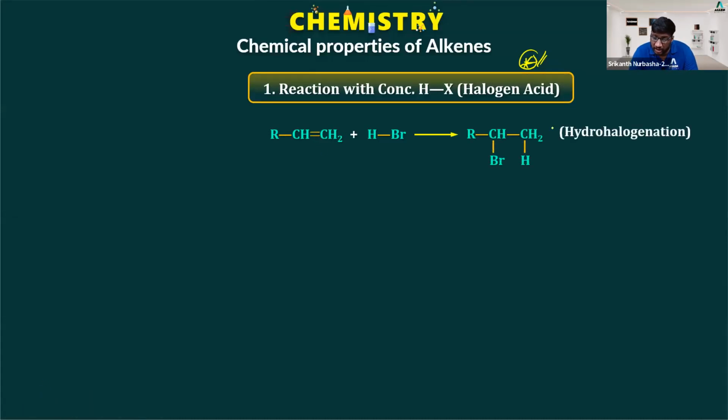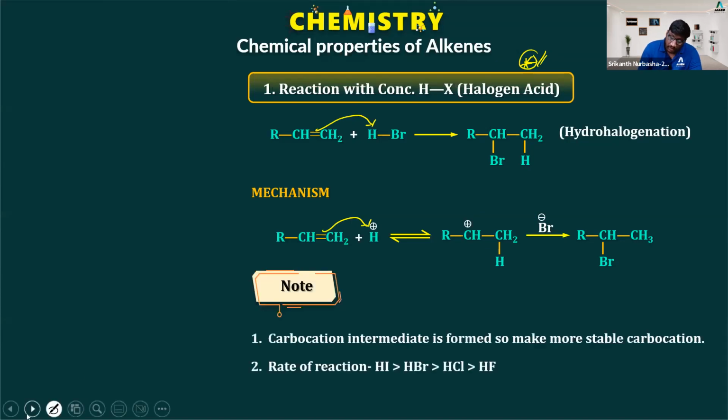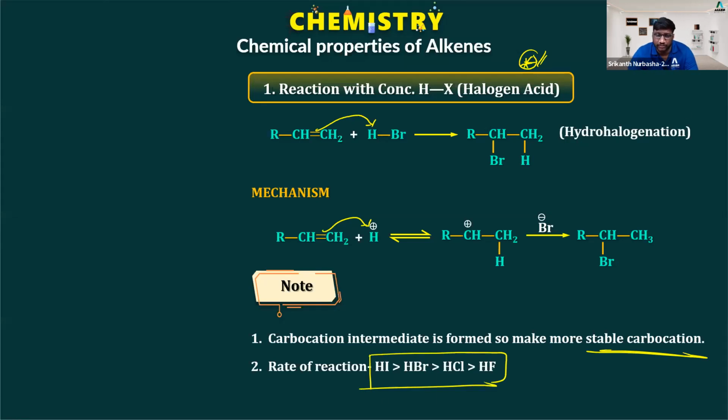RCH double bond CH2 plus HBr. Hydrohalogenation. The pi electron density attacks H plus to form the 2-degree carbocation. Br minus now attacks the carbon to form RCHBr CH3. Since a carbocation intermediate is formed, the more stable carbocation has to be produced. Rate of reaction will be HI greater, then HBr, then HCl, then HF, because the reaction includes the bond cleavage of halogen acids. Right?